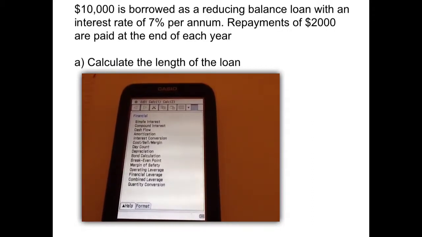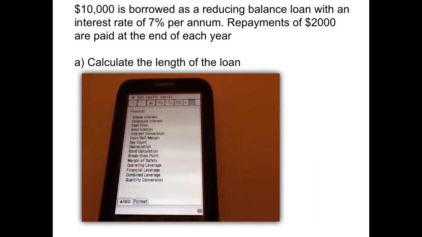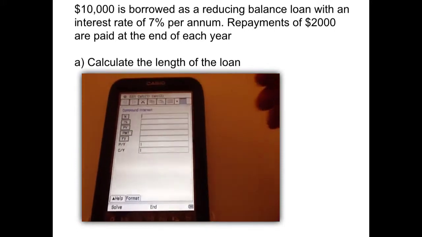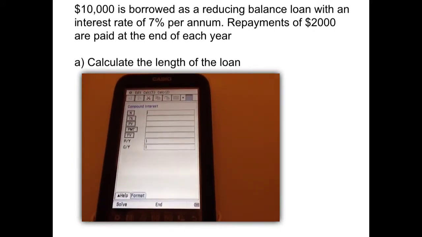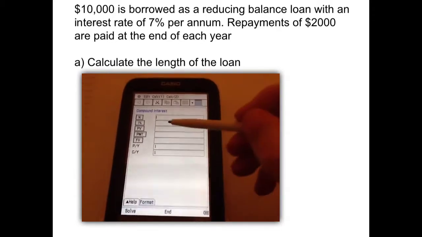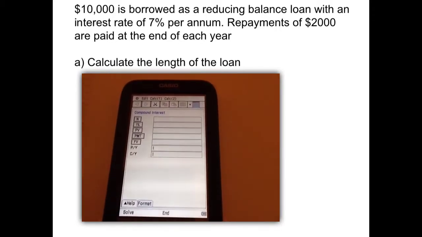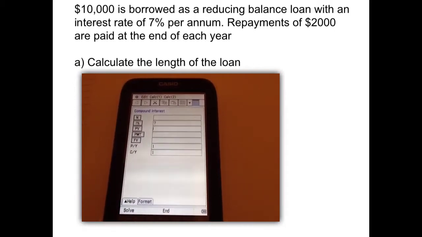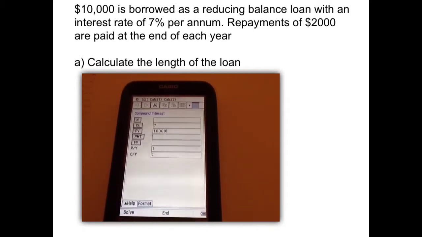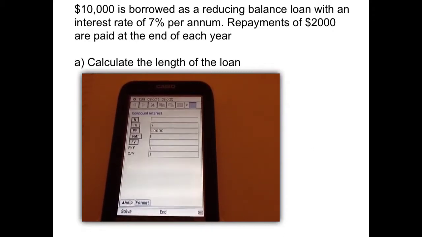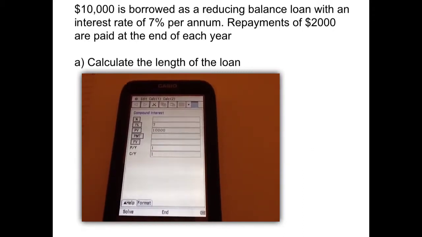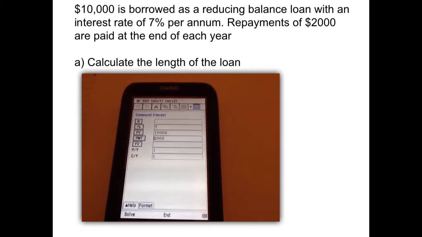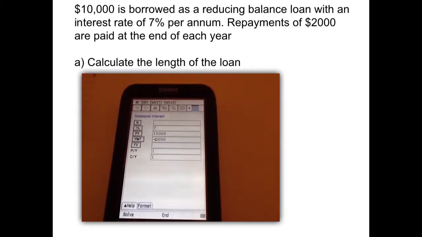And we can do this using the TVM solver on our calculator. If you haven't already got it, we want to use compound interest. In this case, we're trying to find out the length of the loan, so that's N. So we'll leave that blank. The interest rate is 7%. We're borrowing $10,000. That is positive because we're borrowing it, so we are being given it. We then pay $2,000 every year, and that has to be negative because we are paying it out.